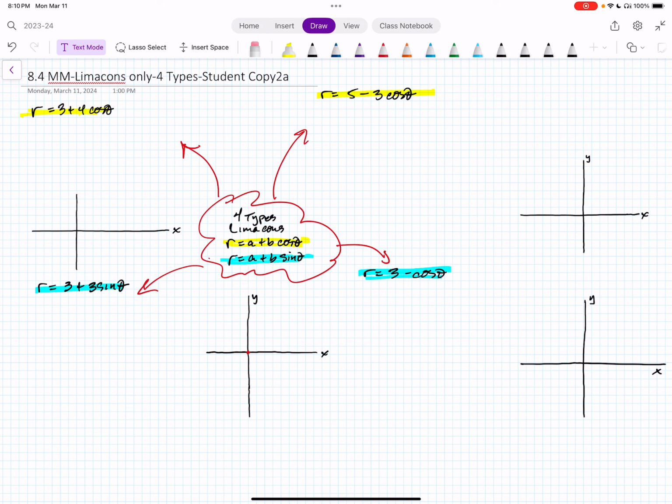Hey everybody, this is Mr. Ainsworth, and we're going to get into a little mind map on limaçons here and the four different types. Okay, so let's get started here. We have a lot to do in a short period of time.